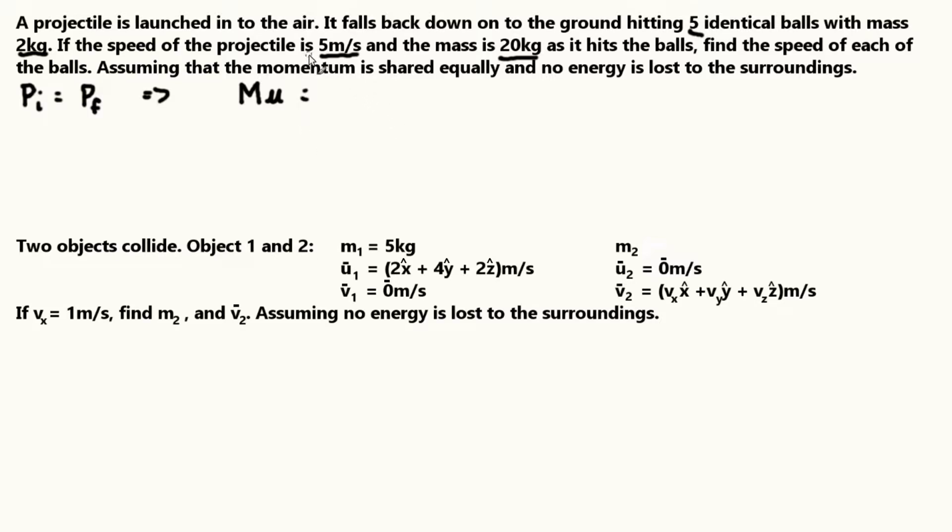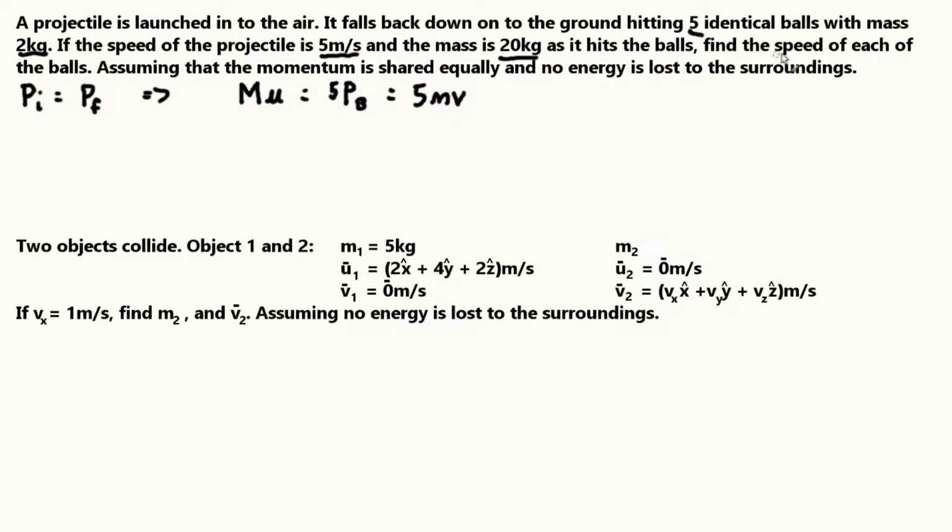We are assuming that the projectile falls to the floor and therefore comes to a stop, and then all its momentum is shared equally, meaning that we can say that the final momentum is equal to 5 times the final momentum p of one ball, in which the momentum of one ball shall be little m v, where v is the speed of a given ball and m is the mass of a given ball.